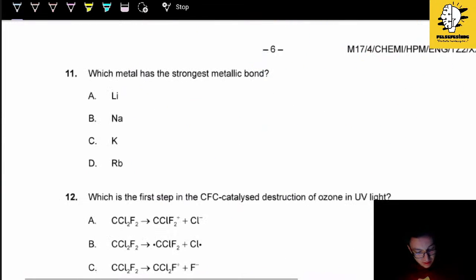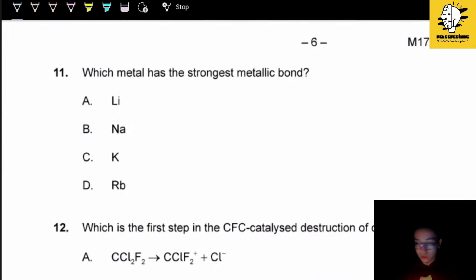So we can now go for question number 11. Which metal has the strongest metallic bonds? This is an important point for the IB program. Will you go for it, or should I go for it again? I can explain it. Okay, so it's asking which metal has the strongest metallic bond.